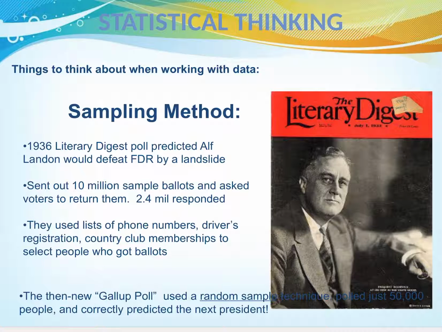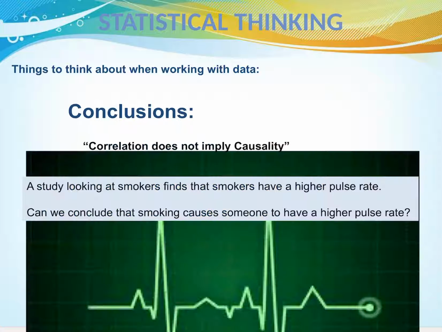At the time, the Gallup poll was brand new, and they used a random sampling method that we'll define in just a second. They only polled 50,000 people, and they correctly predicted that Franklin Delano Roosevelt would win the election. So the sampling method that we choose is going to be really crucial.